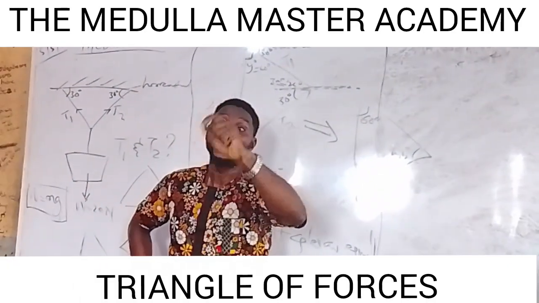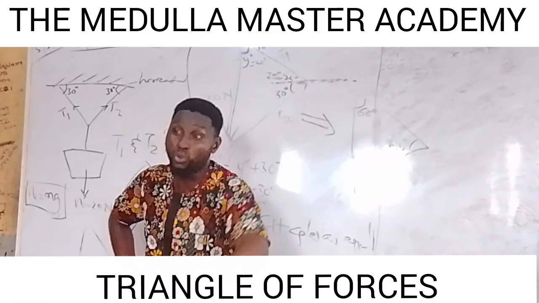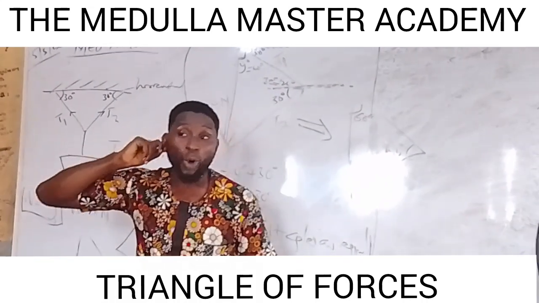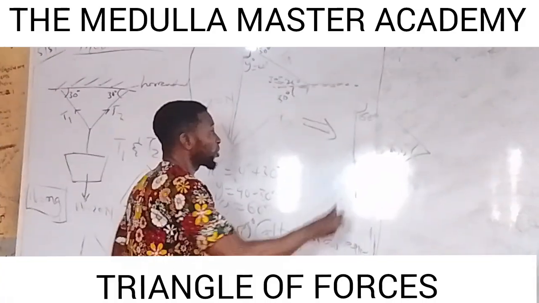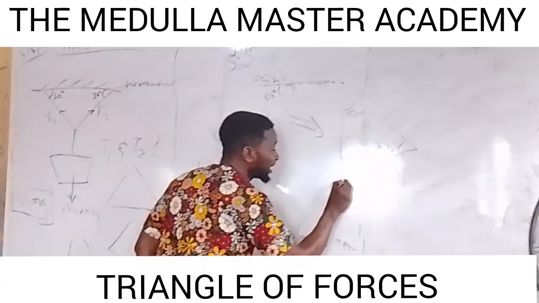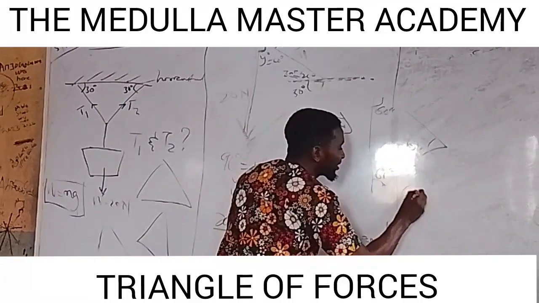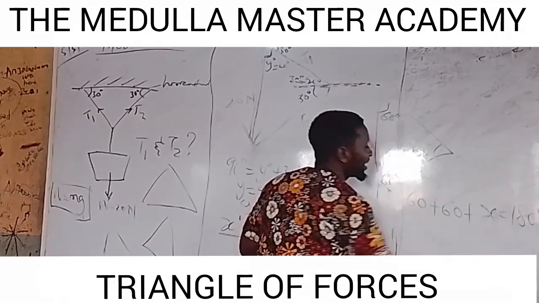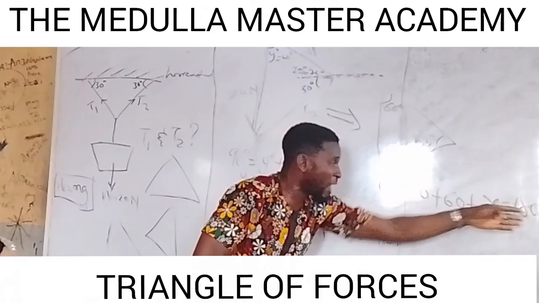If you have gone to primary school, you will know that in an equilateral triangle, all angles are equal and also all sides are equal. So if this is 60 degrees and this is 60 degrees, what is going to be here will be 60 degrees. How do I know? Because 60 plus 60 plus x is equal to 180 degrees. The total sum of angles in a triangle is equal to 180 degrees.